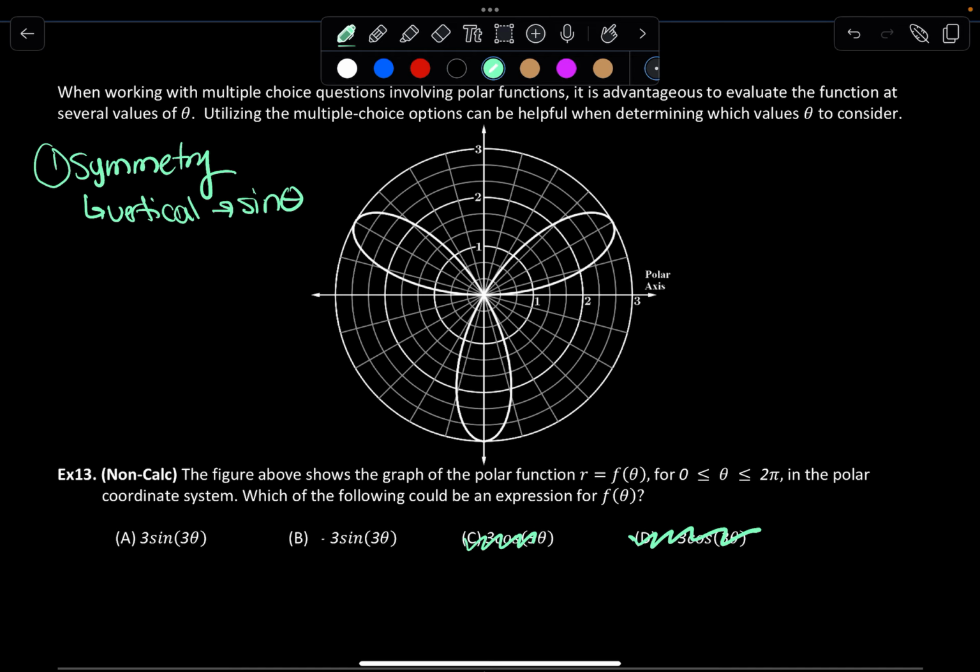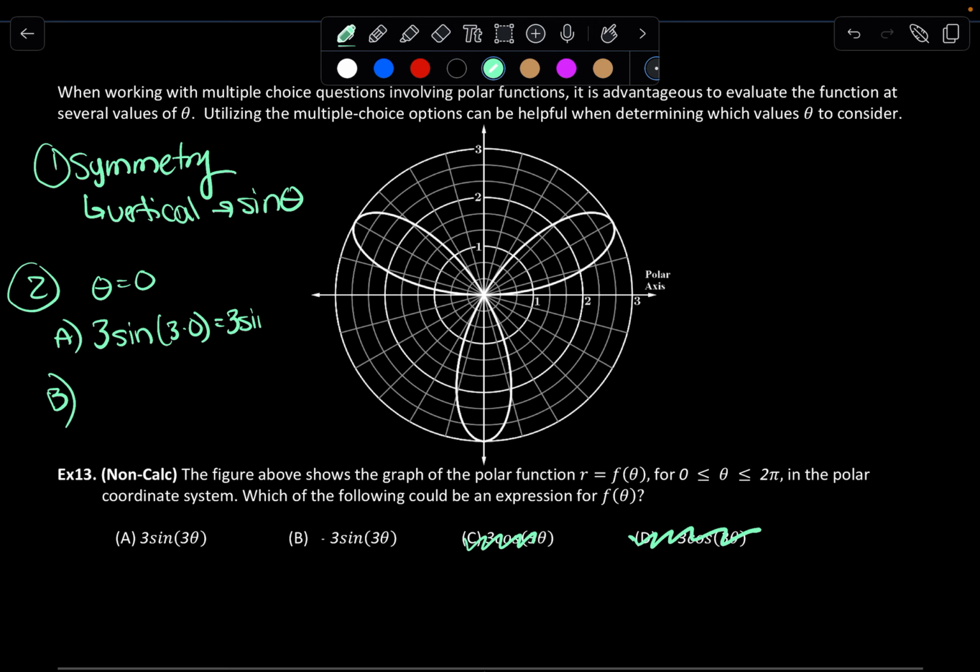Okay, so the next thing we do from here is you do want to test some points. All right, the first thing that we need to figure out is where are we starting. All right, so my suggestion for testing points is start at theta equals 0. So we have option A and we have option B. So let's test it in both. So if I plug in 0, 3 sine of 3 times 0, we get 3 sine of 0. Sine of 0, 0 degrees or 0 radians, that is going to be 0. So we end up with 0.